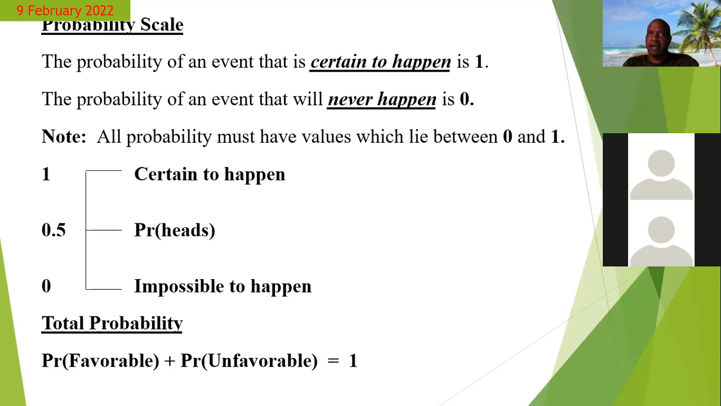So if you are calculating your probability of winning the lotto, and you have 50 tickets and 100 people bought a ticket, that means you have a chance of 50 out of 100. So it means that half would be midway between 1 and 0.